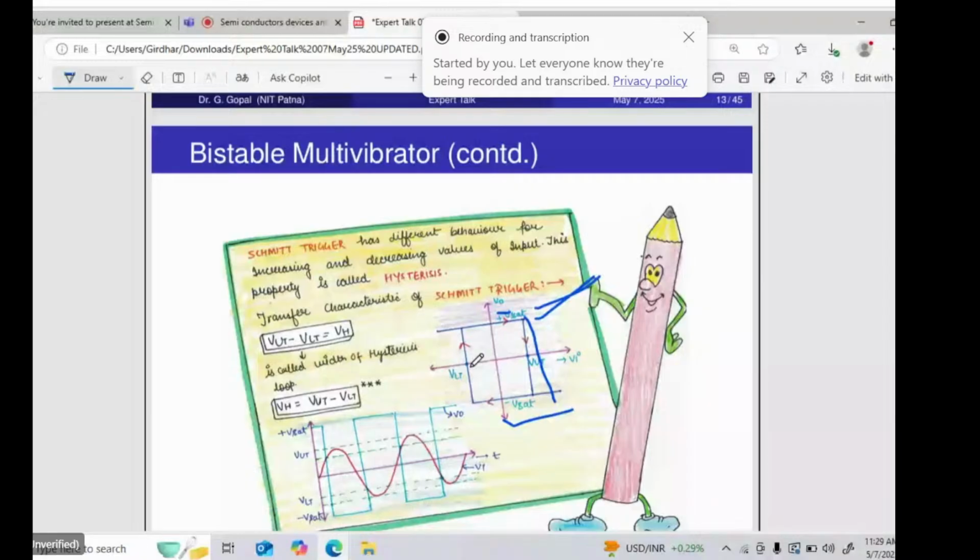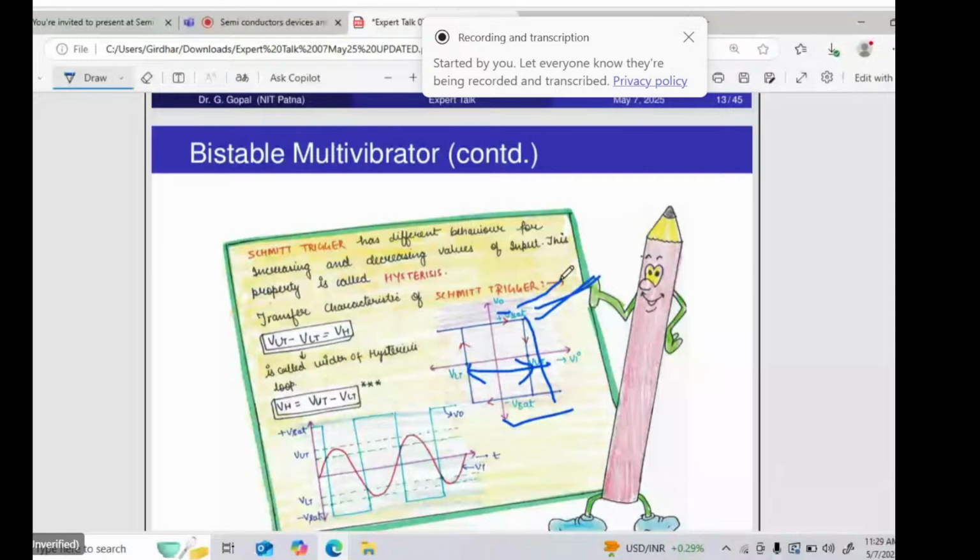This property is known as hysteresis, and this difference of upper trigger voltage minus lower trigger voltage is known as hysteresis voltage. The two cases are represented in this graphical form. This is the difference of upper trigger voltage minus lower trigger voltage, known as hysteresis width or hysteresis voltage.